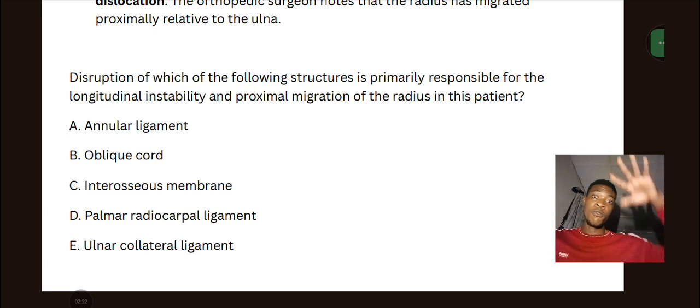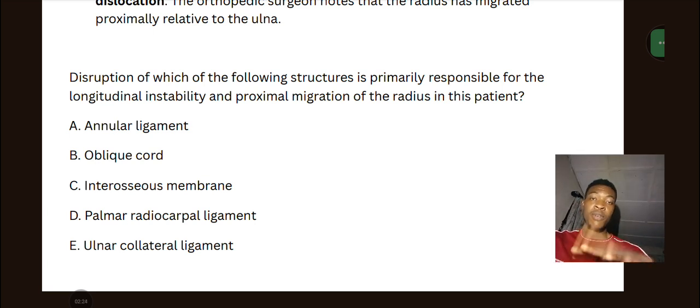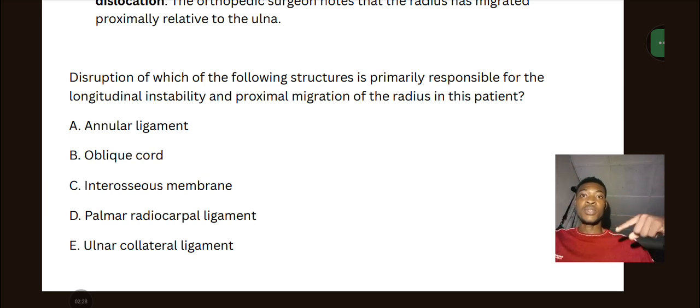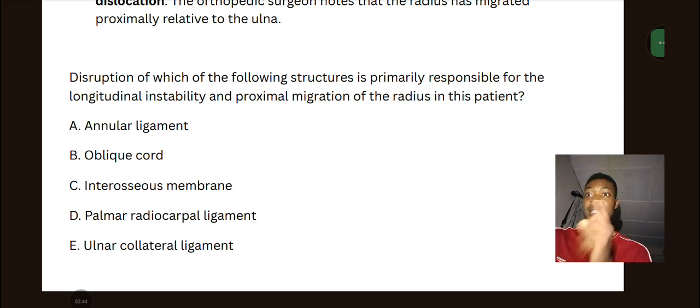For example, when you fall flat on your arm, it transmits force from the wrist to the radius, from the radius to the ulna, then from the ulna to the elbow. Why? It wants to prevent the radius from dislocating proximally. So once it is weak, a fall would push the radius over the ulnar bone, and then it's going to cause damage. So the answer is the interosseous membrane.